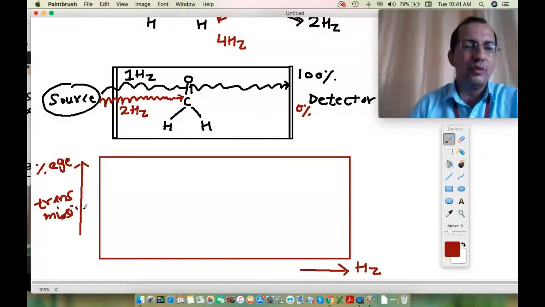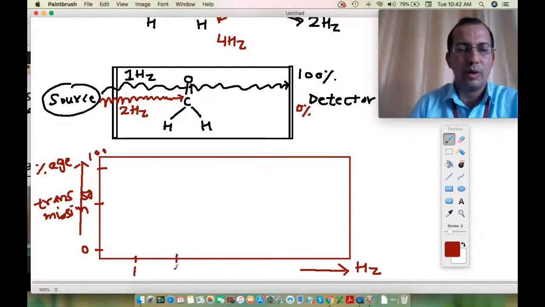So let's say that here you have 100%, this is 100%, this is 50%, this is 50%. Let's say that here you have 0% transmission. The first frequency which I have thrown here: here you have 1 hertz, here you have 2 hertz, here you have 3 hertz, here you have 4 hertz, and here you have 5 hertz.